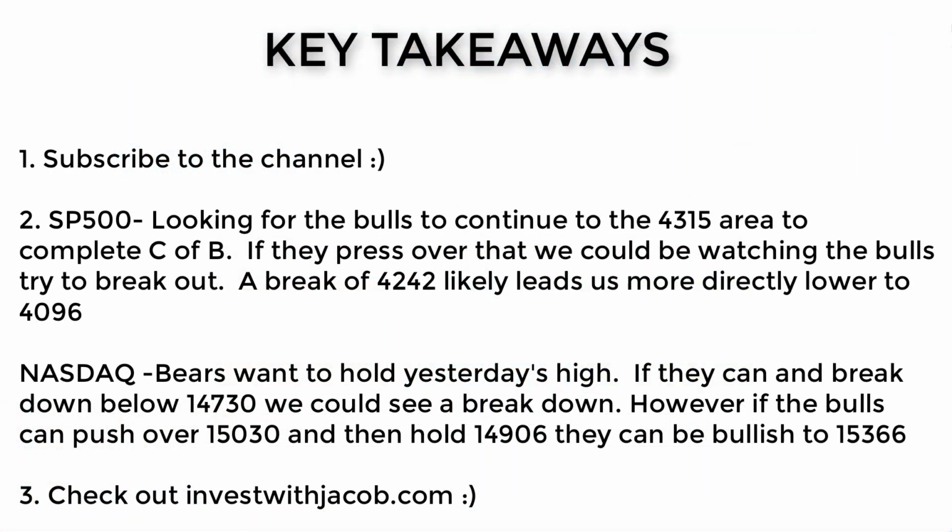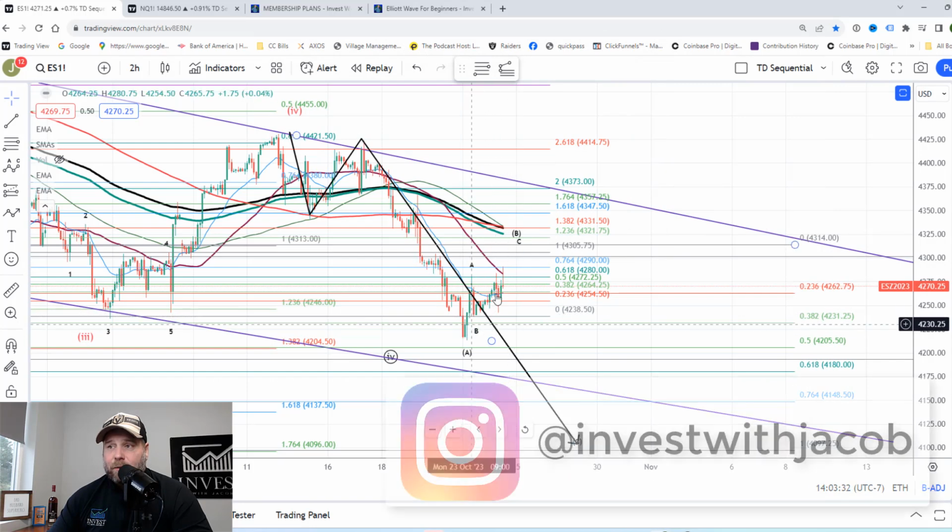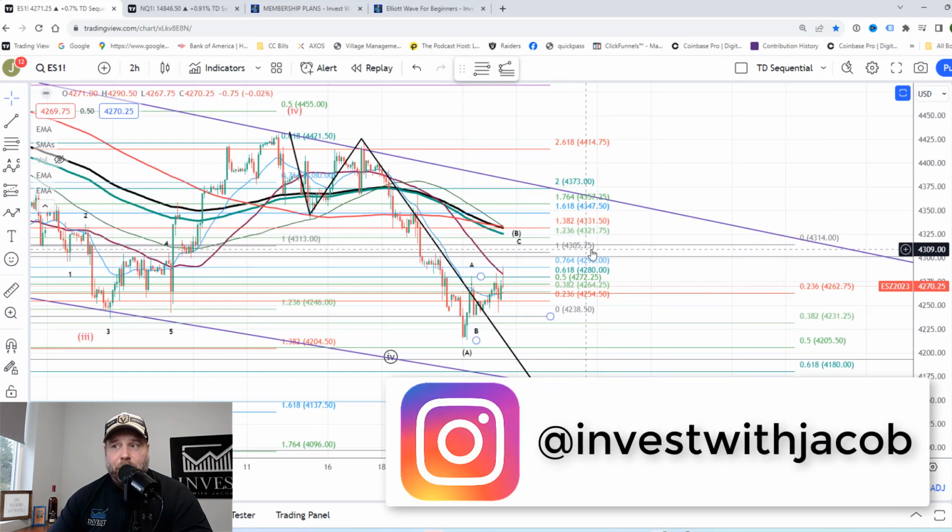All right, the key takeaways for today: we are looking for the bulls to try to continue higher up here toward the 43.15 area for this B wave. And then we would look for the bears to try to take back control and push us down toward the 40.97 area to complete that wave 5. If the bulls are going to take control, they really need to push it up to at least 43.05, and then from there hold over the 42.80 level while they complete a 5-wave move higher.